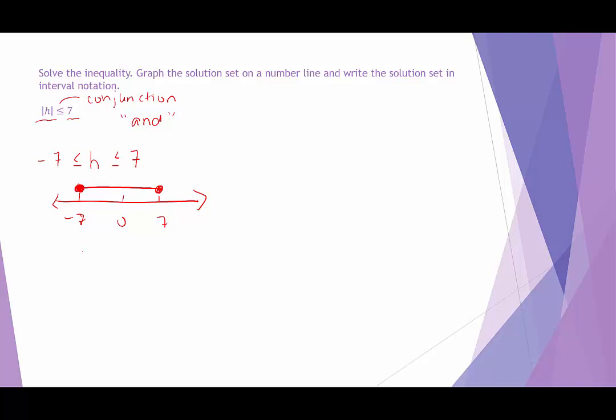In interval notation, we would use a bracket and we would say negative 7 to 7. And that's how we would solve this one.